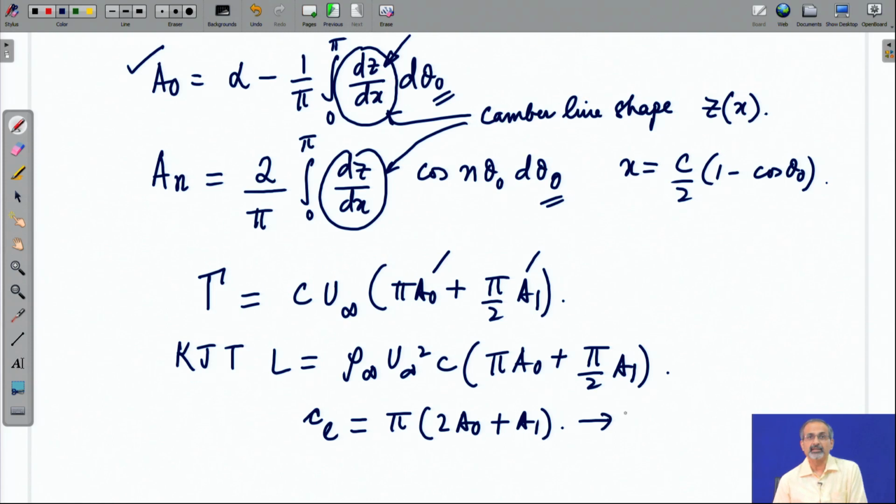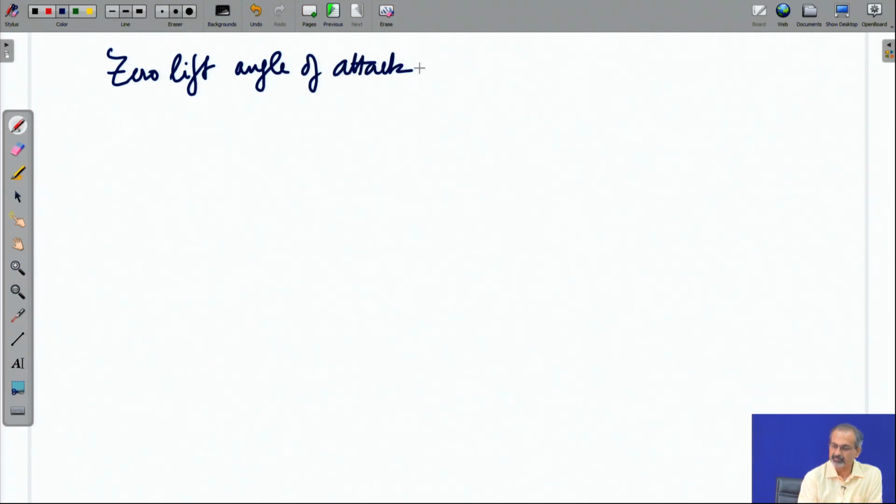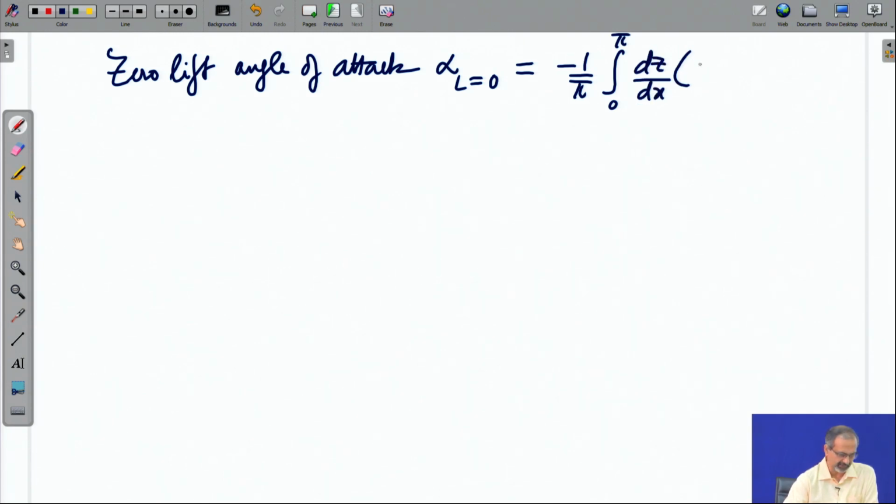Now, very interestingly, you will find that when you take a derivative of this with respect to alpha, you get back the 2 pi. That means, the slope of a cambered airfoil is the same as that of a symmetric airfoil. Slopes remain the same. What changes? The zero lift angle of attack, that becomes negative for a cambered airfoil. So, what is that for a symmetric airfoil? It is 0. We recall from an earlier lecture that it is 0, but in the case of a cambered airfoil, it is going to be non-zero.